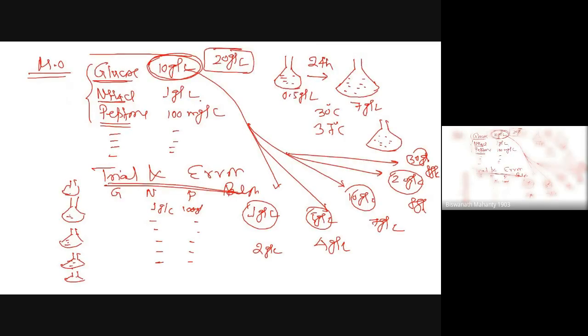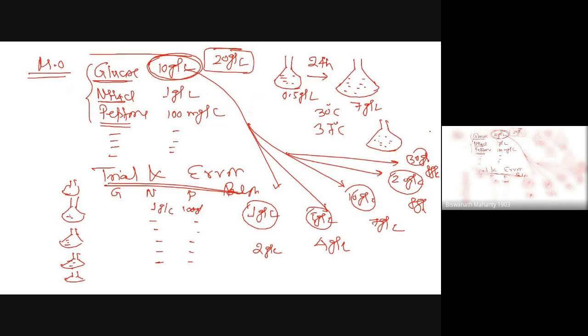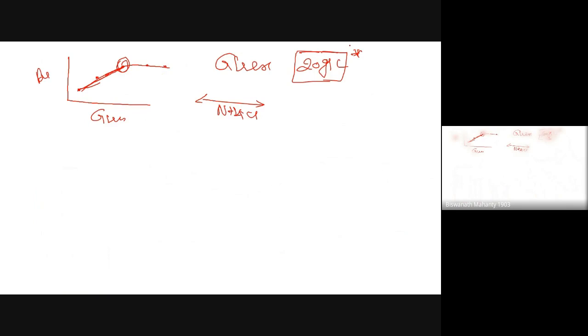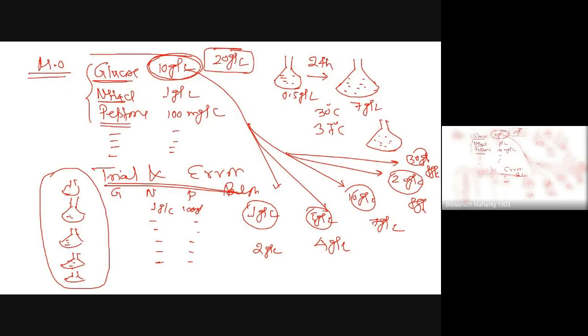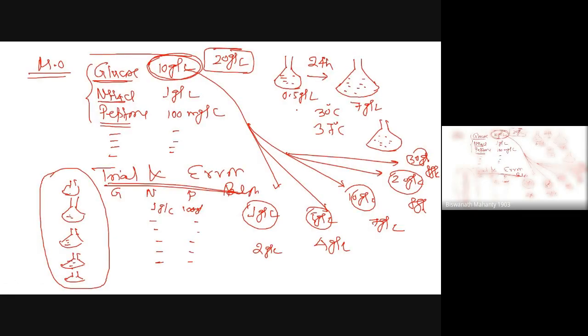But another thing is there: ammonium chloride is also there, peptone is also there. Then what will I do? Once glucose is fixed, I will change only peptone, or maybe I will test ammonium chloride now. So first you do one set of experiments, like here I'm changing only glucose, maybe 10 sets, 20 sets. Then I'm confirming glucose. Then I'm keeping glucose fixed and changing ammonium chloride to different values, following the same process as with glucose, and I'm trying to find the best ammonium chloride value.